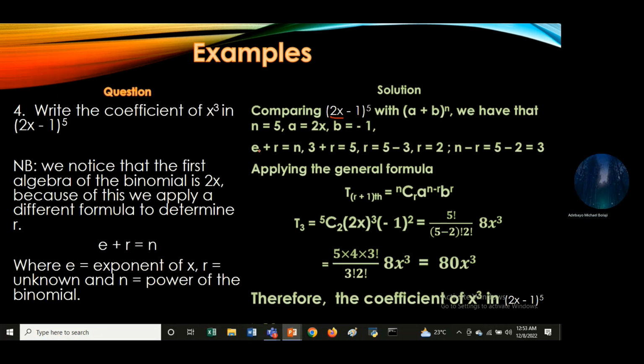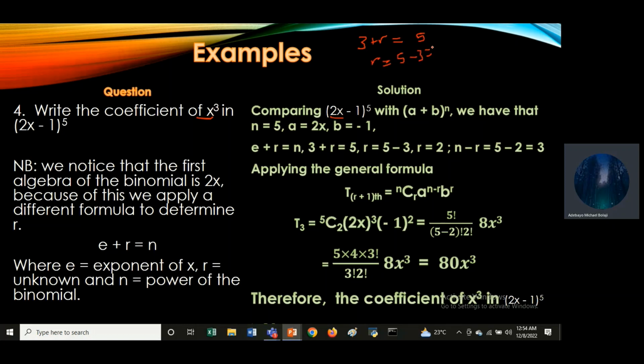Now using our formula, e plus r equals n, what is our exponent? Our exponent equals what? 3. So we have 3. Our r, we do not know our r, so we leave it as that, 3 plus r, and our n is equal to 5. So solving this, we know that it will give us what? r equals 5 minus 3, and 5 minus 3 is equal to 2, right? So we've gotten the value of our r to be equal to 2. This is actually a mistake. It's supposed to be 2.